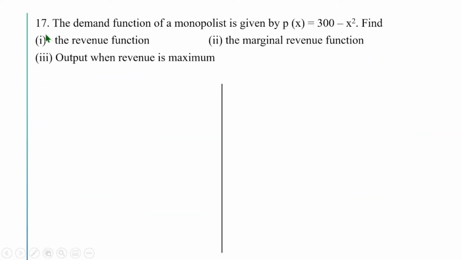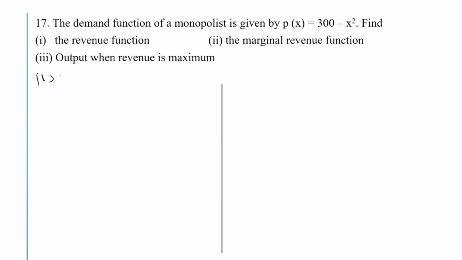Next question. The demand function of a monopolist is given by P of x is equal to 300 minus x square. Find the revenue function, the marginal revenue function, and output when revenue is maximum. So this is the demand function which is given. We have to find the revenue function, then the marginal revenue function, and then the output when revenue is maximum. So first we will find the revenue function.